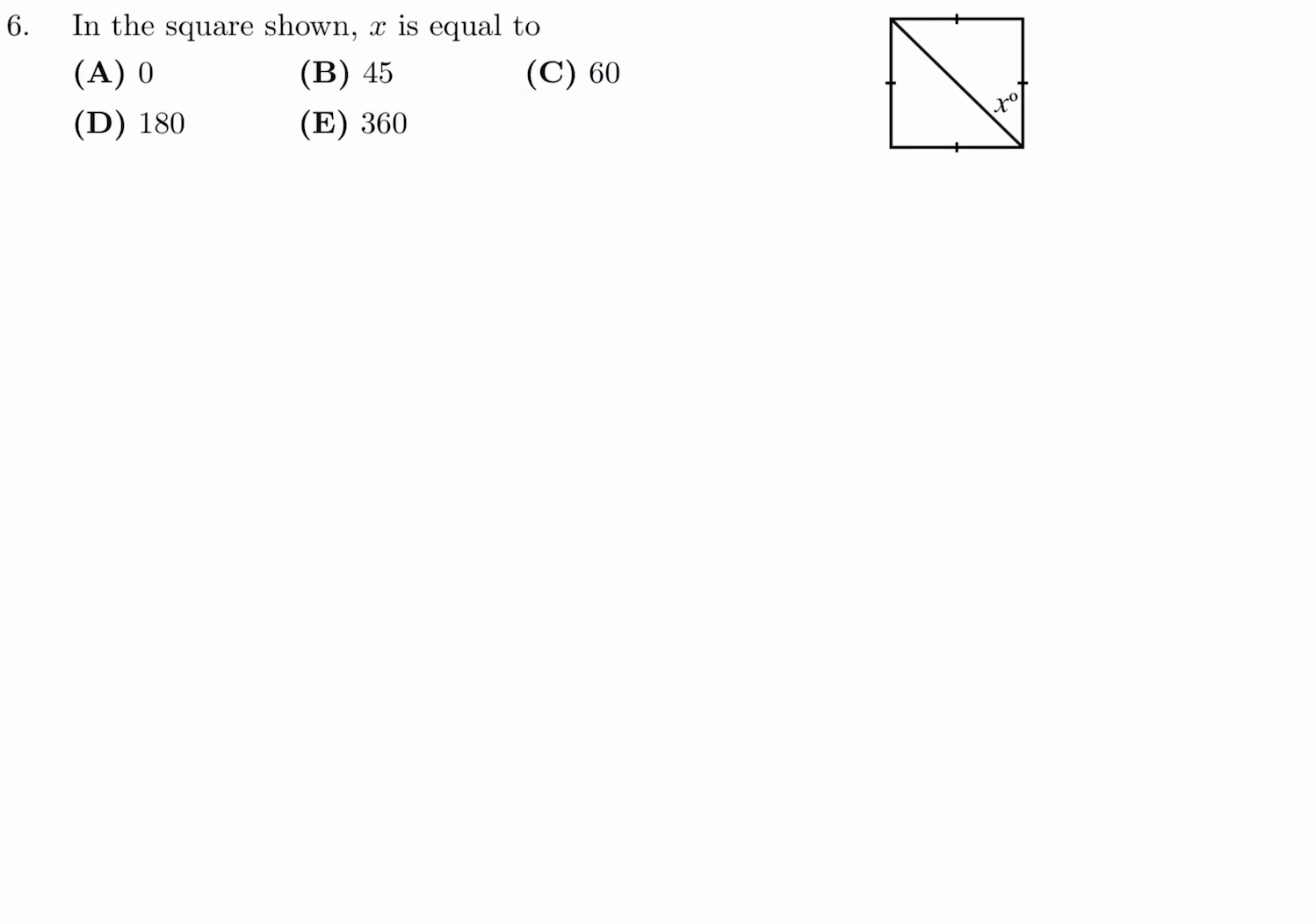In the square shown, x is equal to, well, x is an angle from there to there, and this is a square, so because it's a square, this angle will be 90. Since we've cut that angle in half, you're basically going to take that 90-degree right angle and divide by 2 to get x. And therefore x is 45. So number 6, the answer is B.